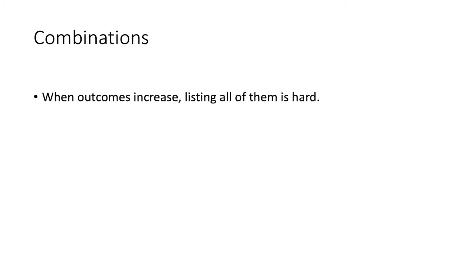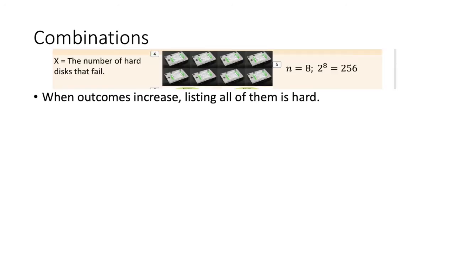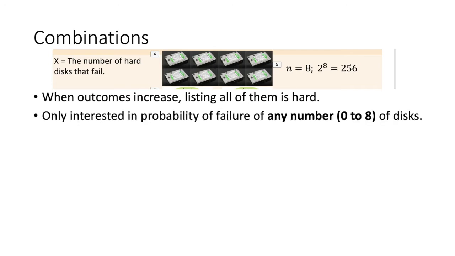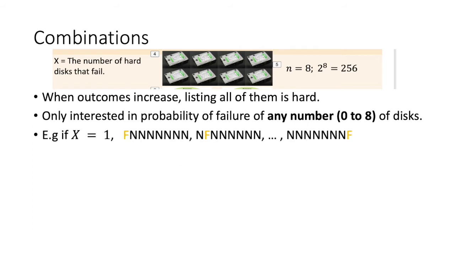When the number of outcomes increases, listing all of them gets hard. For example, if we have 8 hard disks, then there are 256 different ways they can fail. But if we are simply interested in knowing the probability of failure of any number of disks, notice we are not interested in the failure of a particular disk. For example, if x equals 1, then all we care about is that the total number of failures equals 1. Therefore, all the 8 sequences that we see are the same for our purposes here.